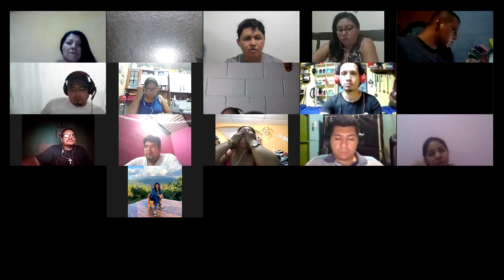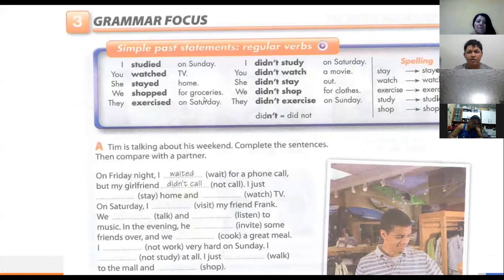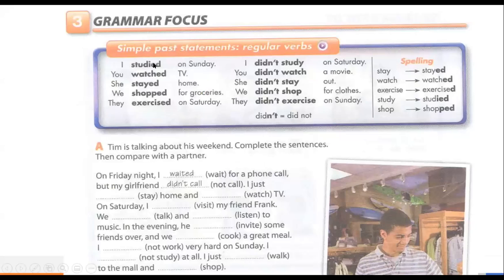So let's continue over here. And this is the structure that I was talking to you about. So in here, we have a combination of regular and irregular verbs. So we have, I study on Sunday, you watch TV, she stayed home, we shopped for groceries, and they exercised on Saturday. And then negative form is, I didn't study on Saturday, you didn't watch a movie, she didn't stay out, we didn't shop for clothes, they didn't exercise.